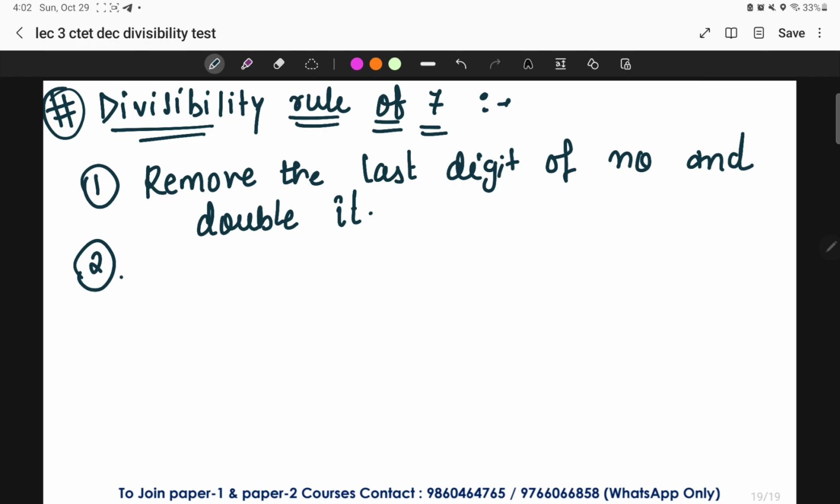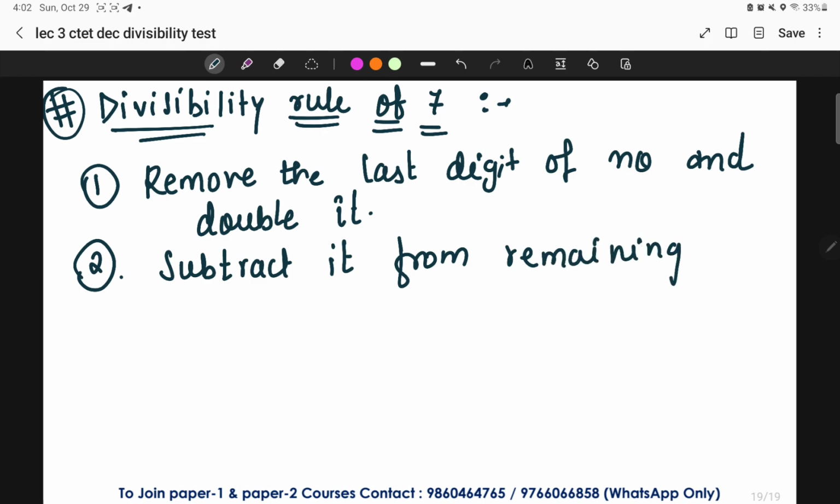Now step number 2, subtract it from the remaining number. We have removed the last digit, we have doubled it, then we'll subtract that doubled number from the remaining number. Just write down the steps. When I give you the example, then you will understand it in depth.